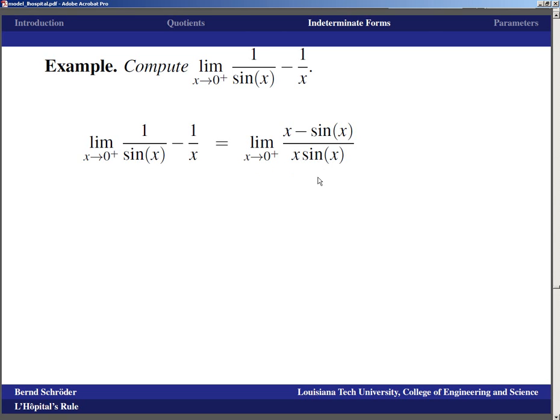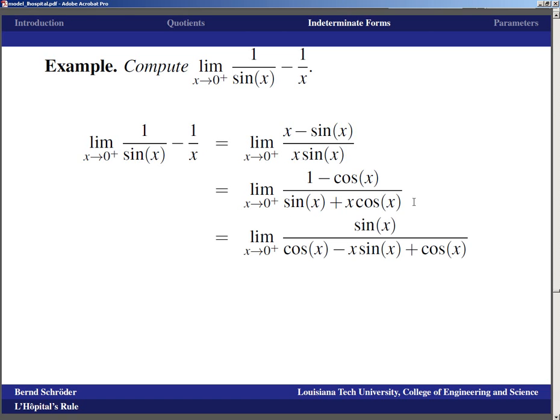Now we have 0 divided by 0, so we take the derivative, which is 1 minus cosine x in the numerator, and in the denominator we use the product rule, right? The derivative of x is 1 times sine of x plus x times the derivative of sine x, which is cosine x. And at 0 we still end up with 1 minus 1 divided by 0 plus 0, so we use L'Hospital's rule again. The derivative of 1 is 0, the derivative of negative cosine is the sine function, and here we get the derivative of sine x is cosine x. Here we use the product rule again. The derivative of cosine x is negative sine x, so we get minus sine x times x, plus the derivative of x is 1 times cosine x.